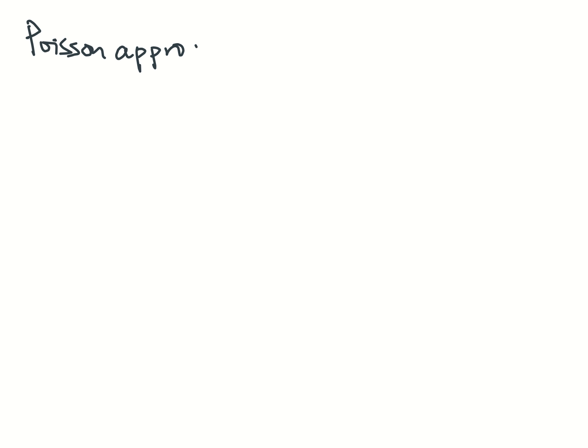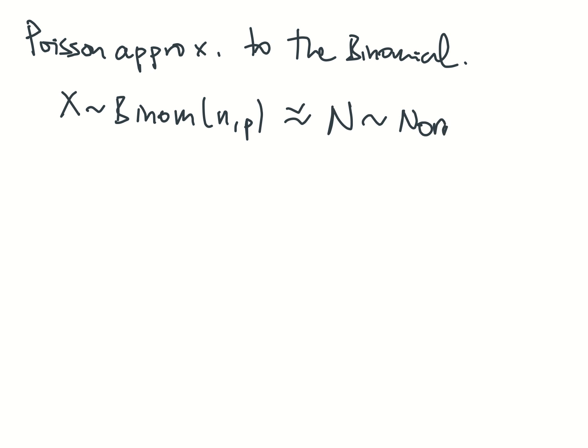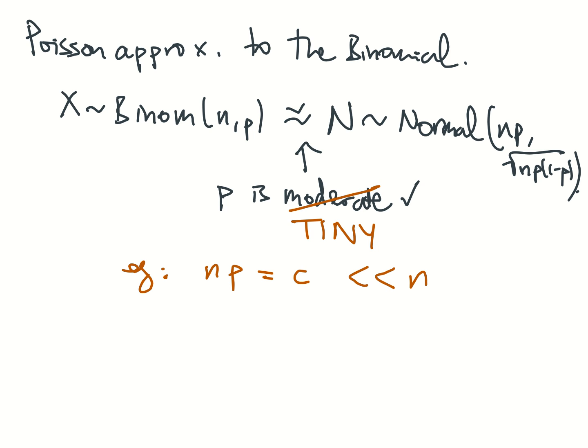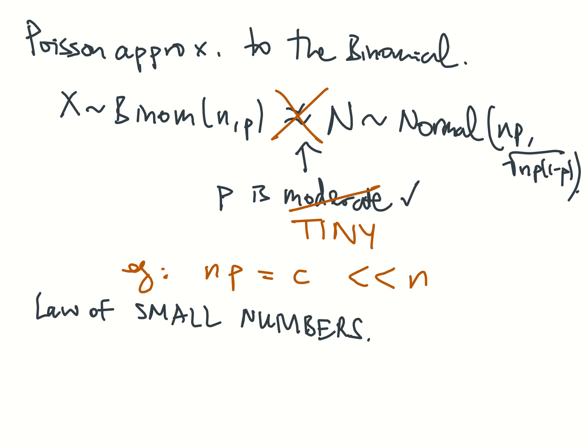The Poisson approximation to the binomial. As mentioned, the normal approximation to the binomial holds when p is not too small. If p is tiny, for example, n times p is a constant that's much smaller than n, then the normal approximation does not work well. You can see this for yourself in simulations with codes provided. This is where we need the law of small numbers.